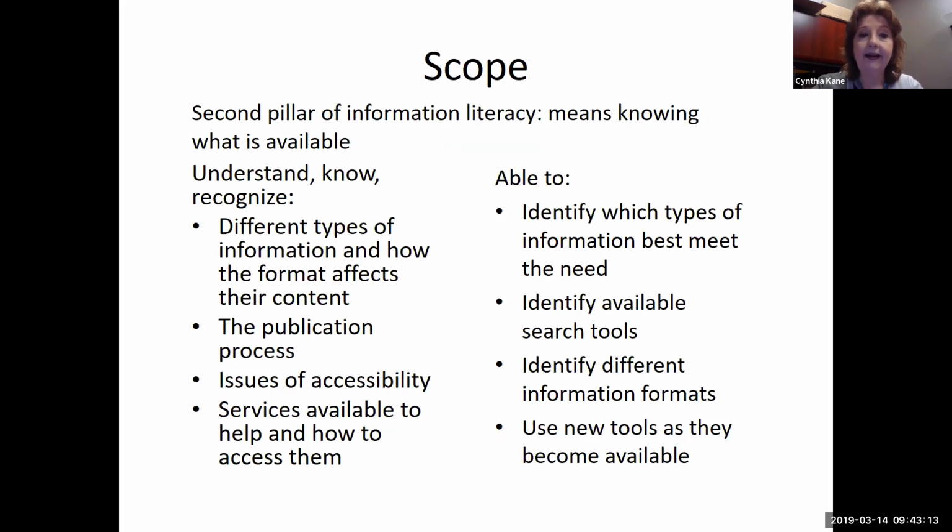This does again relate to scope because in scope, we want to understand, know, and recognize different types of information and how that format affects that content. And we also want you to be able to identify which types of information will best meet your research need. We'll be focusing on other areas too, such as identifying available search tools, formats, and being able to use new tools. But this is where identify and scope really do relate very closely to each other.